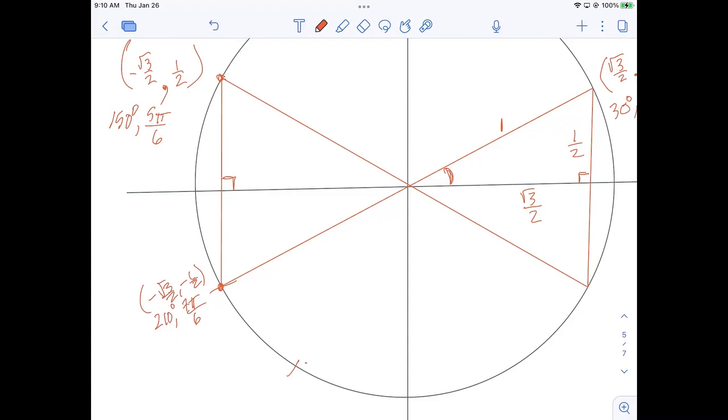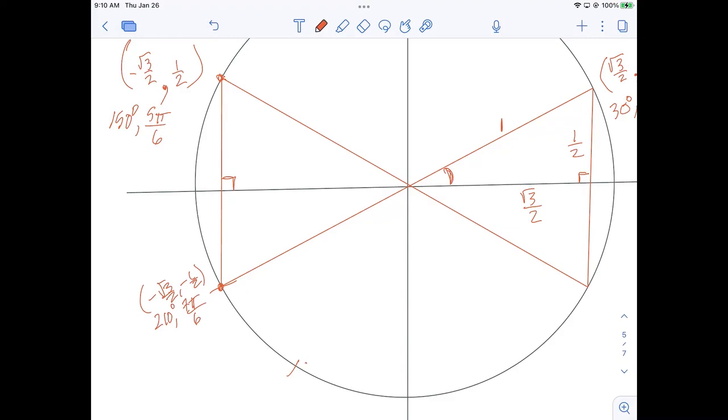You may see 210 and not realize the reference angle is 30 degrees, but when you see pi 6, you know it's going to be a pi 6 reference angle. And you know the ordered pair is going to have magnitude square root of 3 halves, 1 half. The only thing you have to do is figure out which quadrant it lives in. 7 pi 6 is just bigger than pi, so we're in quadrant 3 where they're both negative.